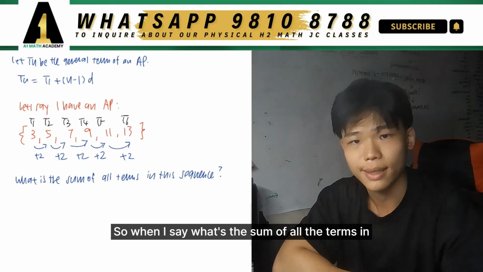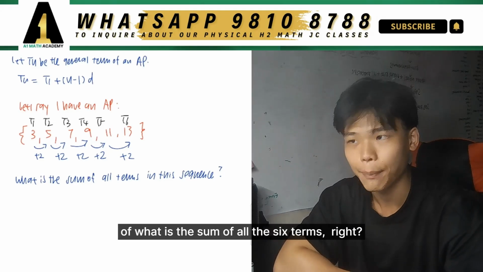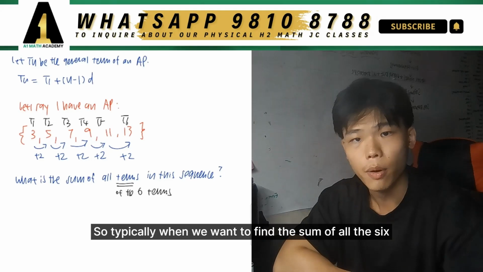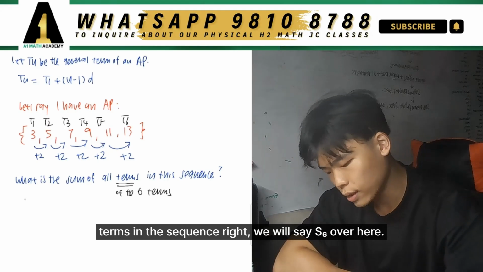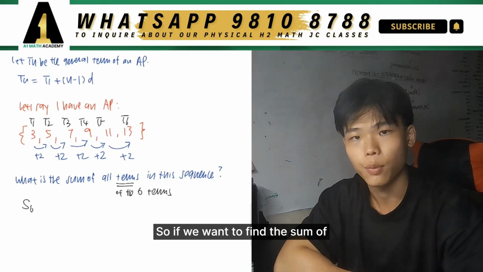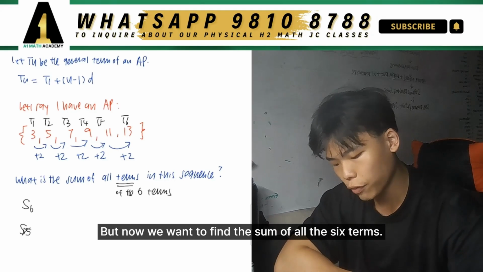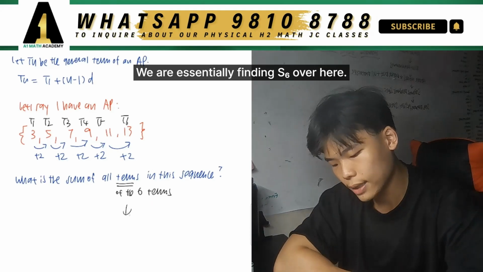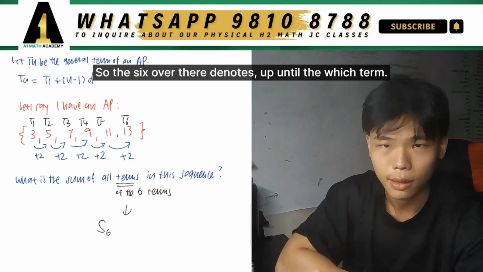So when I ask what's the sum of all of the terms in this sequence, I'm really just asking what is the sum of all of the 6 terms. Typically when we want to find the sum of all the 6 terms in the sequence, we will say S6. If we want to find the sum of the first 5 terms, then we'll say S5. Now we want to find the sum of all the 6 terms, so we are essentially finding S6. The 6 denotes up until which term.